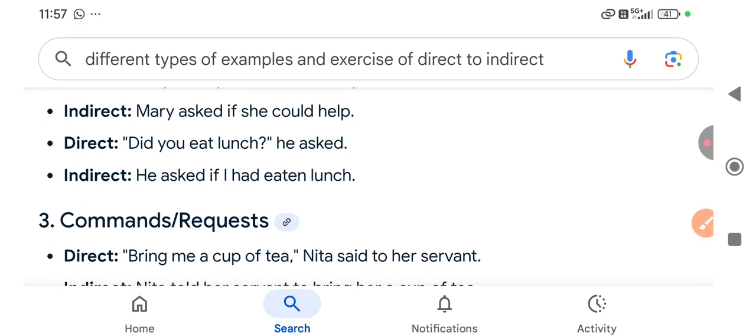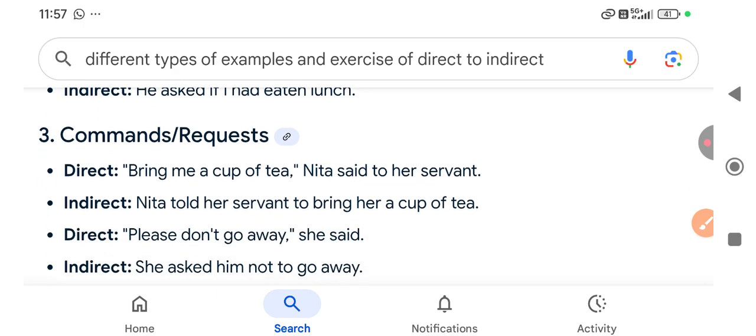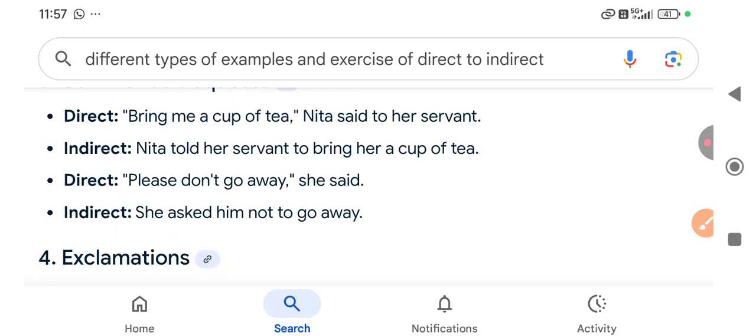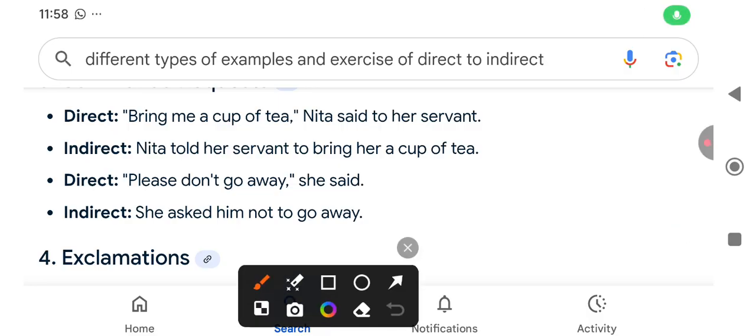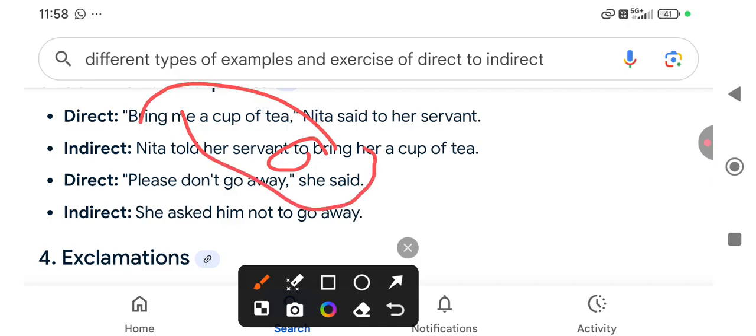Now this is for questions, and now for commands or requests. For example, the command is "Bring me a cup of tea," Sita said to her servant, right? So said to becomes told. Sita told her servant, right? So that's the first change, and the second change is to bring. It will be to, and then the same, bring. Me becomes her. Bring her a cup of tea.